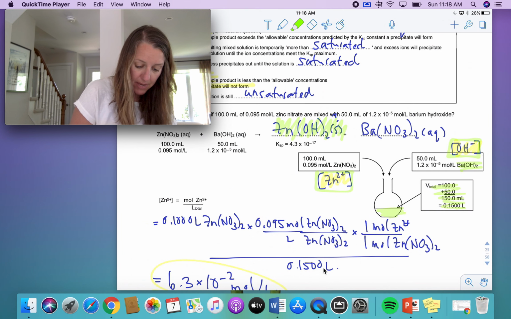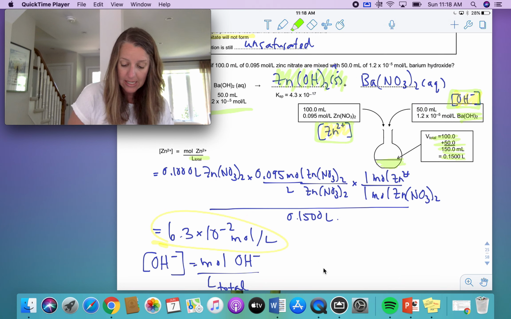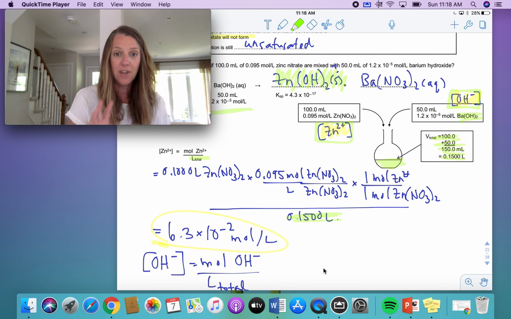All right, so how would you set that up? Based on the information in the question, you've got a volume of zinc nitrate and you know the concentration. You can clearly calculate the moles per liter. I've already done this one for you, but again, remember you need the total volume. So I've got 0.1 liters of our zinc nitrate multiplied by my concentration, which was 0.95 moles per liter. And I know that I've got 1 mole of zinc ions per 1 mole of zinc nitrate. Divide the whole thing by 0.1500 liters, and you're left with the concentration of my zinc ions.